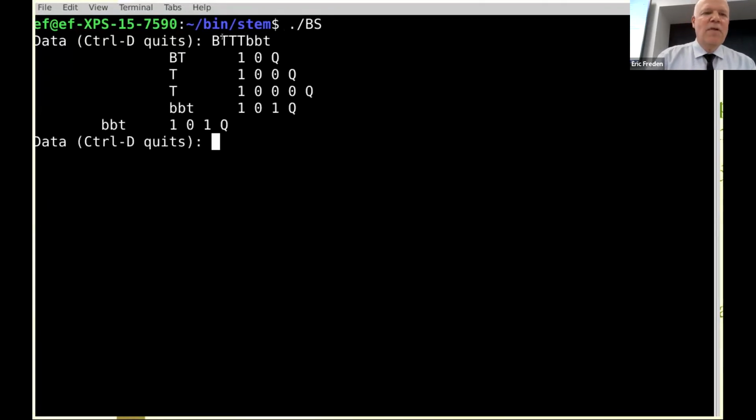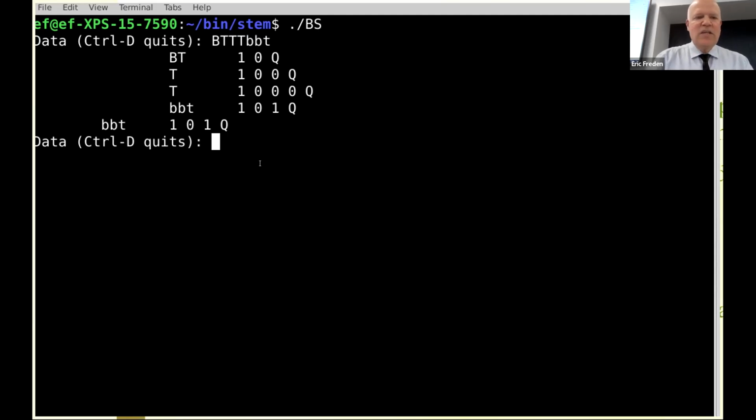So here I start with an empty Q, just the Q code, 0Q. Then I did a BT, that changed the Q code to 10Q. P pushes another 0 on it, that's 100Q. That pushes a 0, I get 1000Q. And then if I do a BBT, it's going to pop this 0 and change the 0 to 1.